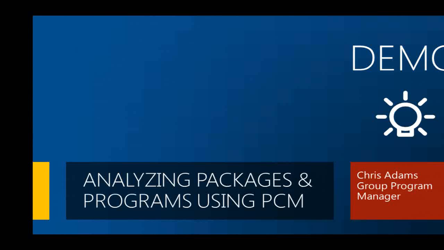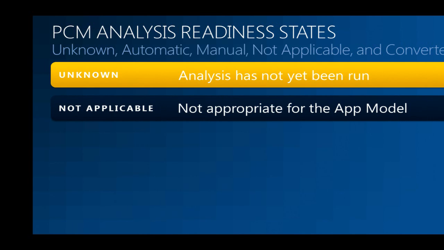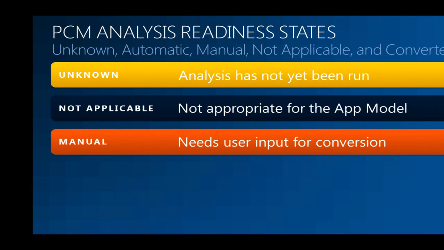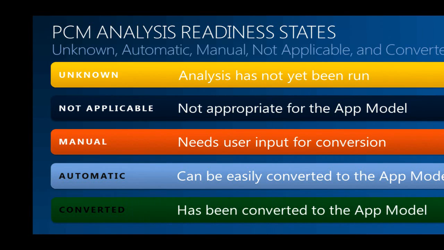All right. Thanks, Chris. Okay, so these are the different kinds of readiness states that we have. The first one is unknown, which is basically the analysis hasn't been run yet, so everything will be unknown initially. Then we have not applicable, so these are the ones without any content, so they're not appropriate for the app model. And then we have manual, which is sort of you have to do something, so that's really the fix and convert. You have to tell us something about it. We can't automatically do it. And then automatic is it's easily converted. We know everything we need to know to convert it. We can find out ourselves, and so we can automatically convert that. And then after it's done, obviously you have converted, so for status.